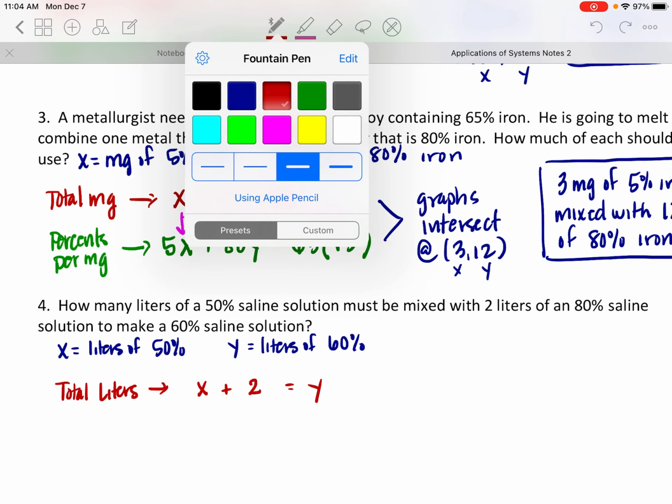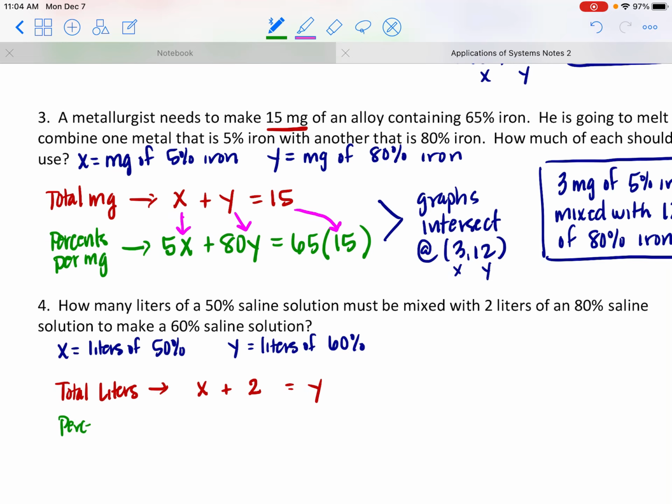Now, in the second equation we're going to put the percent per liter of saline. So percents are the other thing given to us. The X is the 50% solution, so 50% per liter of X, plus the 2 liters, that's our 80%, so 80% per 2 liters of that 80%. And then the last one is 60% per liter of Y. Each amount is multiplied by its corresponding percent, right? So X times 50%, 2 times 80%, Y times 60%. Okay? So now that was the hard part.